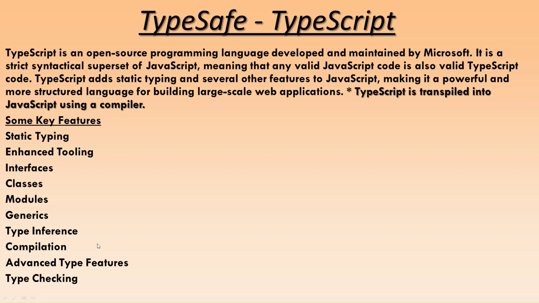Now, type inference. So TypeScript can automatically infer types, reducing the need for explicit type annotations in many cases. This helps strike a balance between static and dynamic typing. Now, compilation. TypeScript code is compiled into JavaScript.